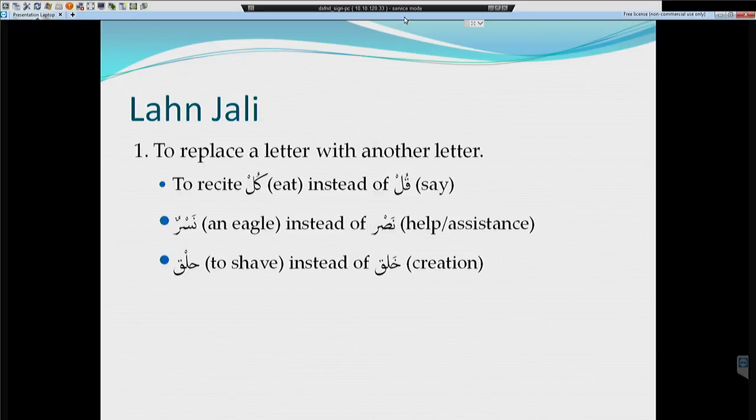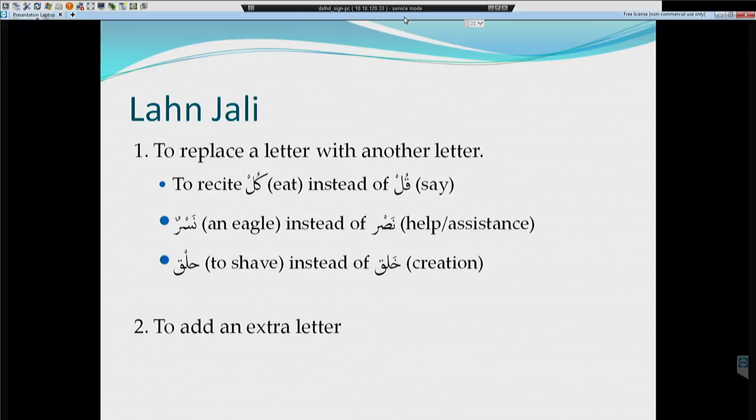And if you replace that ha with the kha, again, the ha and the kha are very close in their makhraj. They're throat letters. There are six throat letters, and ha and kha are two of them. Very close in their makhraj. If one were to replace one for the other, it completely changes the meaning again.